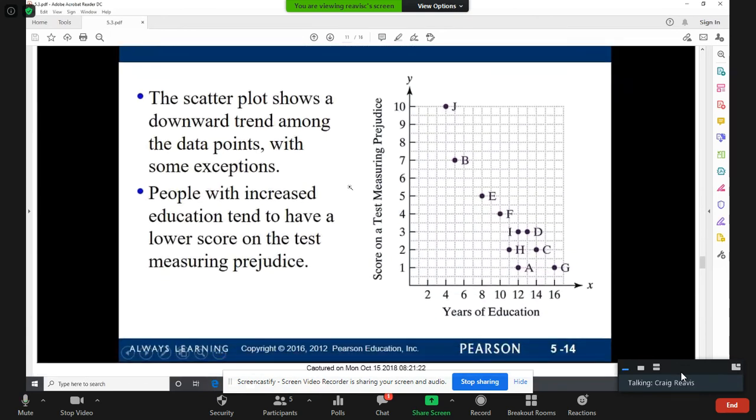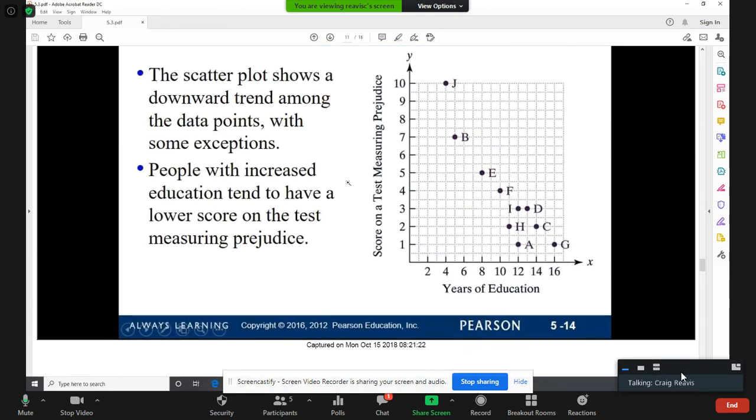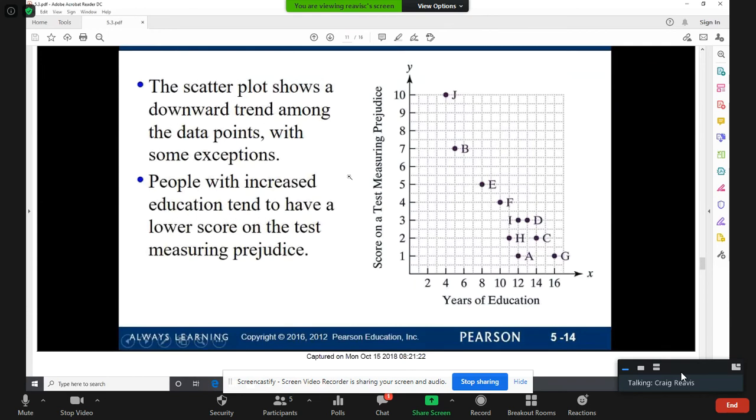Here is an example of a scatter plot. This is the one. It says a score. People took a prejudice test, and they compared it to the years of education. All right, and you'll notice there is somewhat of a trend. The more the dots line up into a single line, the more of a trend there is. The more scattered they are, the less of a trend, and less that we can deduce.